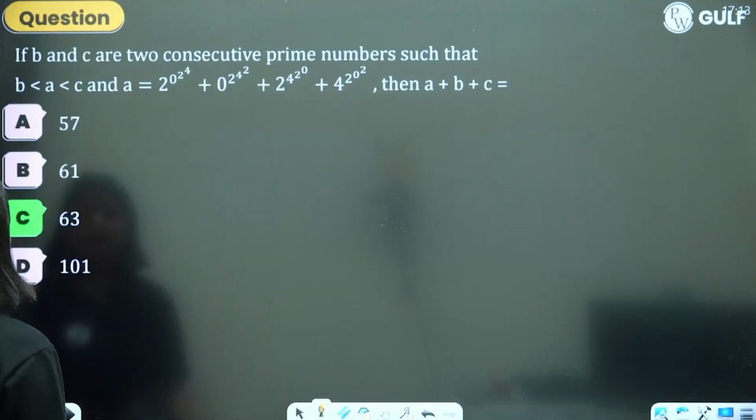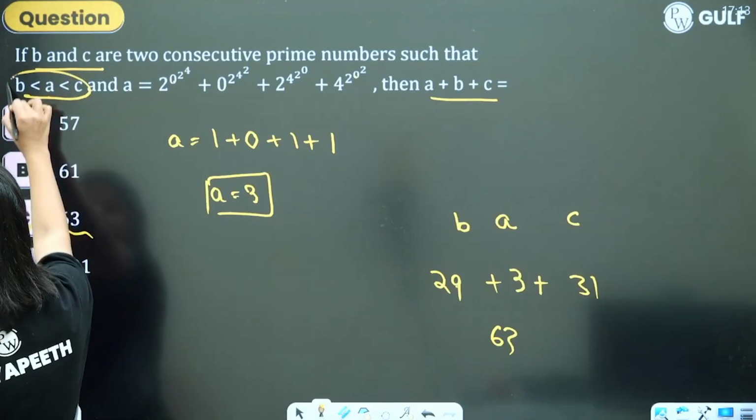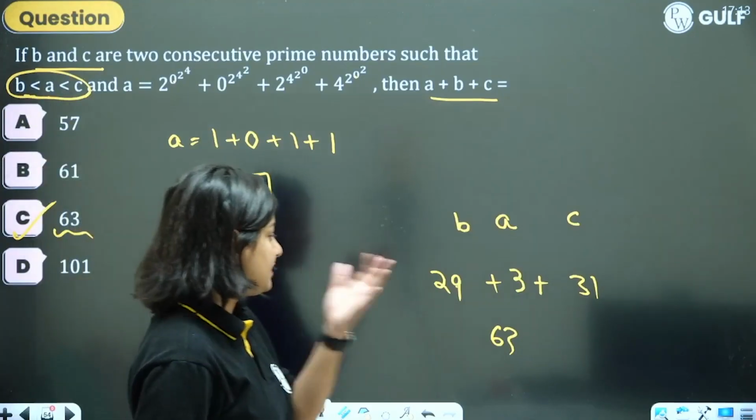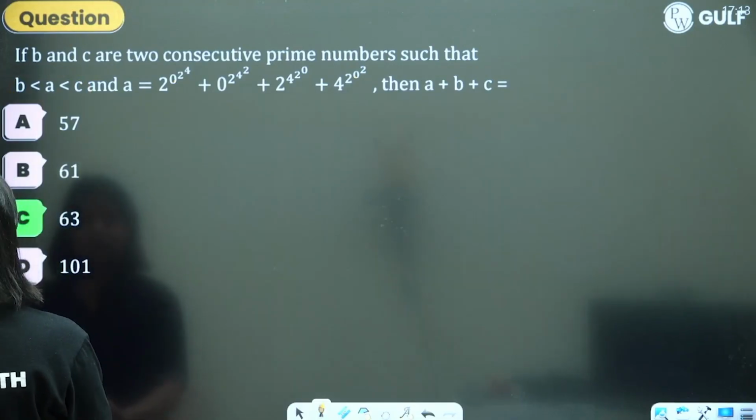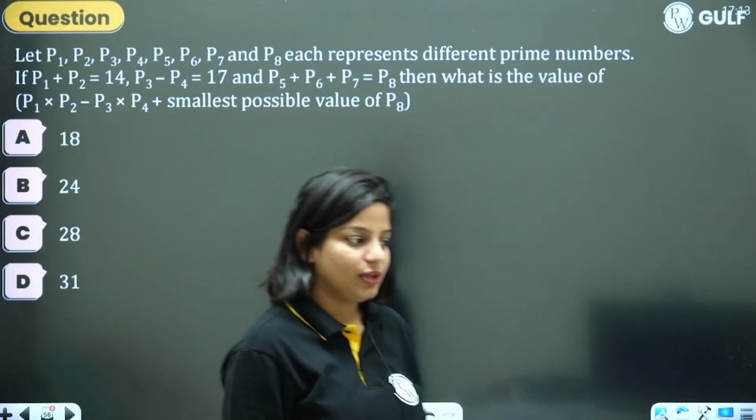Again, the fault that I witnessed here is that this is faulty. A is greater than B, less than C. How can 3 be greater than 29? I mean, anyways, I will ignore that.